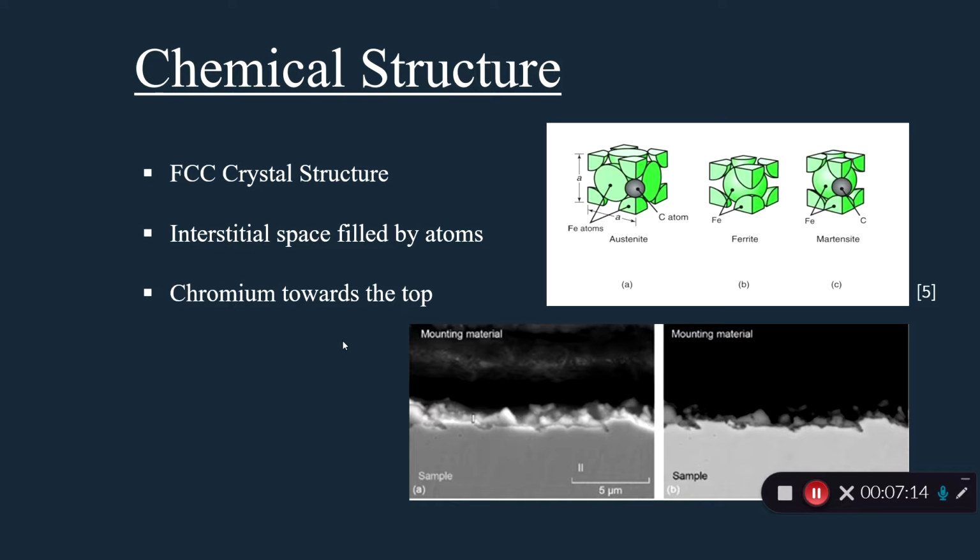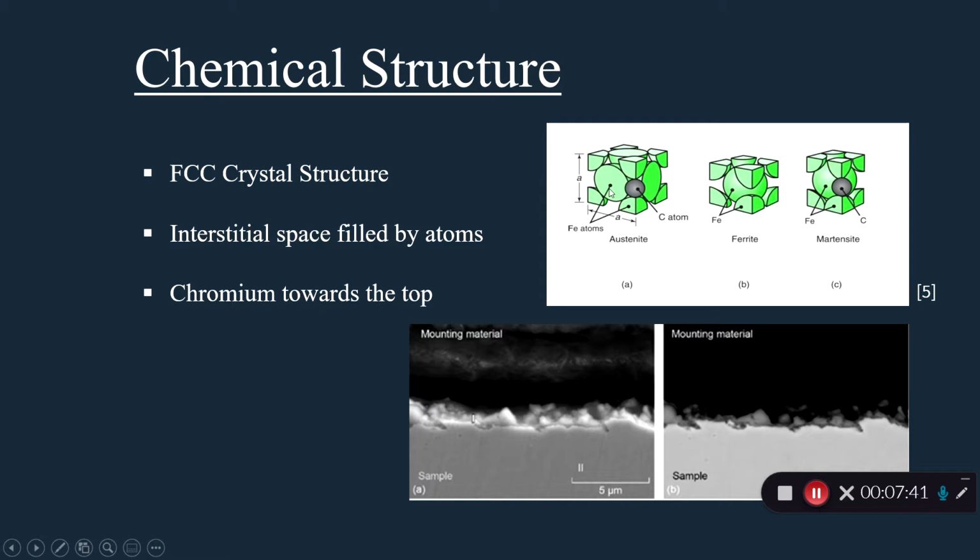So chemical structure. Stainless steel 304 has an FCC crystal structure. So there's two types of phases. There's the austenite phase and there's a ferrite phase. Stainless steel 304 is in the austenite phase because it has a certain percentage of chromium and nickel in it. So the difference we can see here is it changes from a BCC structure to an FCC.